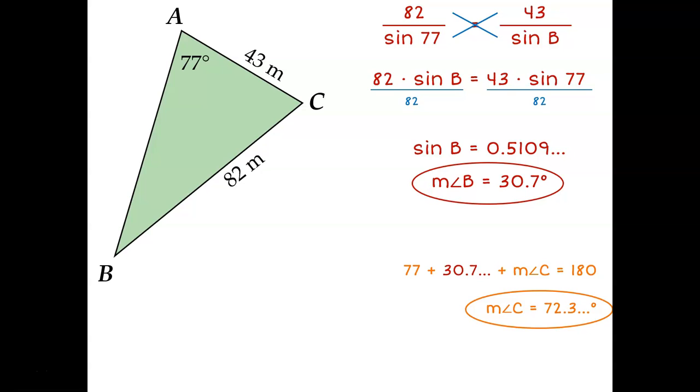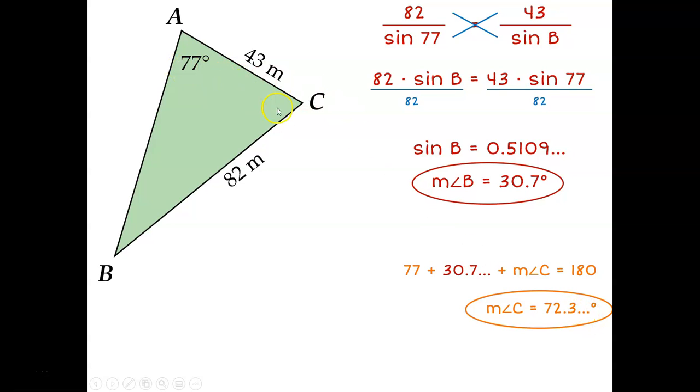That's what you would add to 30.7 to get to 180. So if instead of writing 77 plus 30.7 plus the measure of angle c equals 180, we substituted the supplement of 30.7, in other words, you said 77 plus 149.3 plus measure of angle c equals 180, you would find out that the measure of angle c is negative 46.3 degrees, and that's obviously not possible. So that's why we're only getting one solution from this problem, because the supplement of angle b is too big to fit into this triangle.